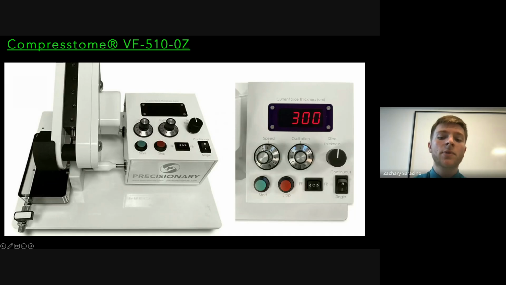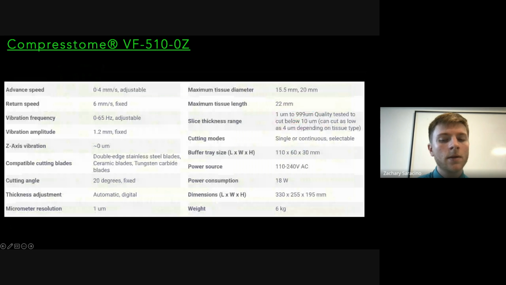And you can swap between a continuous cutting mode, where once you hit start, the blade will keep slicing until right before you reach the plunger itself, and a single cutting mode, where once you hit the start button, only one slice will be generated at a time. And then you have to hit the start button again. Next slide.